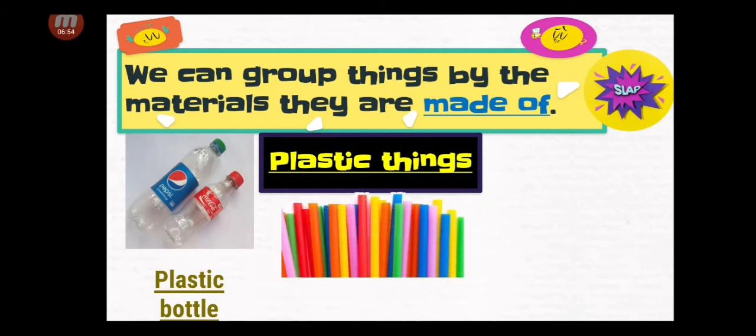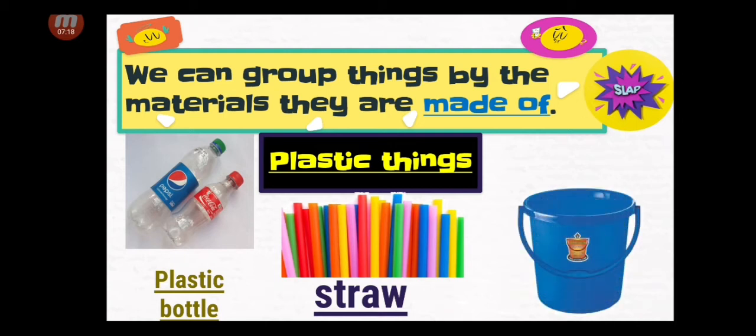Another one here. Yes, it is a straw. A straw is also an example of a thing that is made of plastic. But only some, right? Because there's a straw that is made of metal, there's a straw made of paper, right? But mostly a straw is made of plastic. And next, do you know what that is? Okay, very good. It's a bucket. A bucket is also made of plastic.